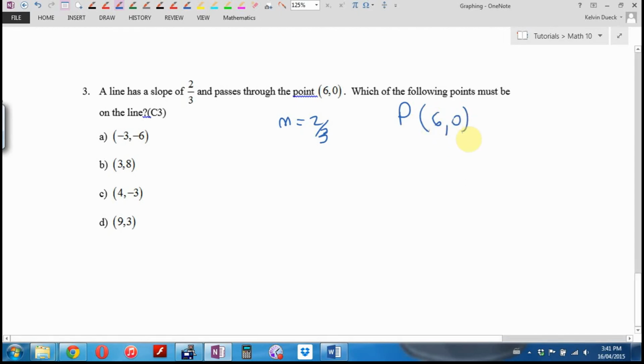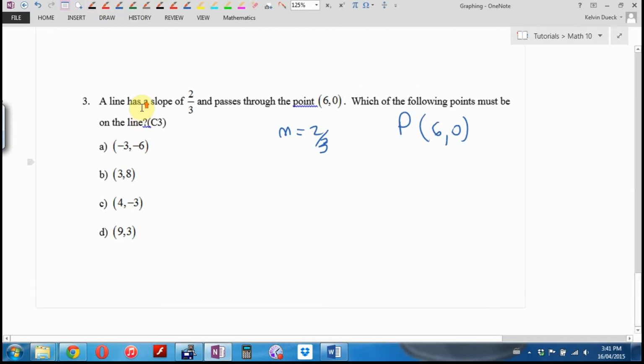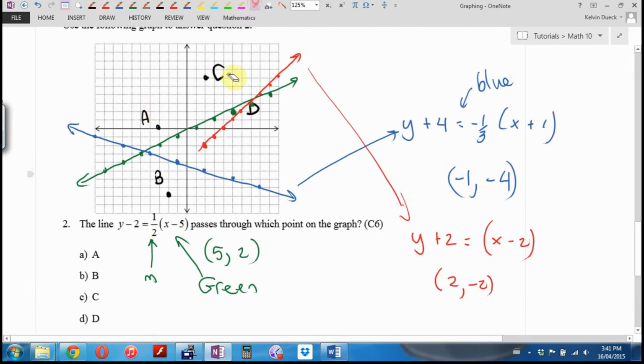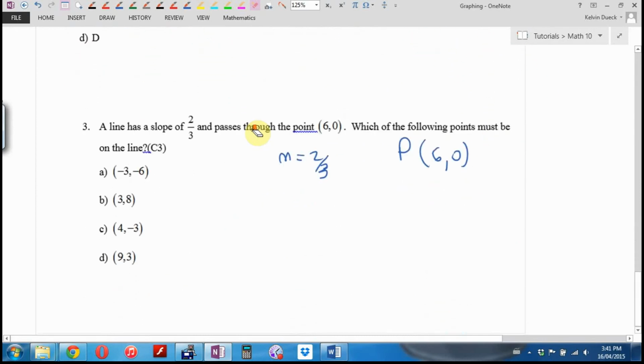I can plug this into slope point form. And that's the y-intercept, the 6 and 0, or not? Is it? Let's find out. Well, let's see. 6 over 0 up would be here. Is that a y-intercept? Is that a y? It's an x-intercept. So patience, young grasshopper, patience. Okay.